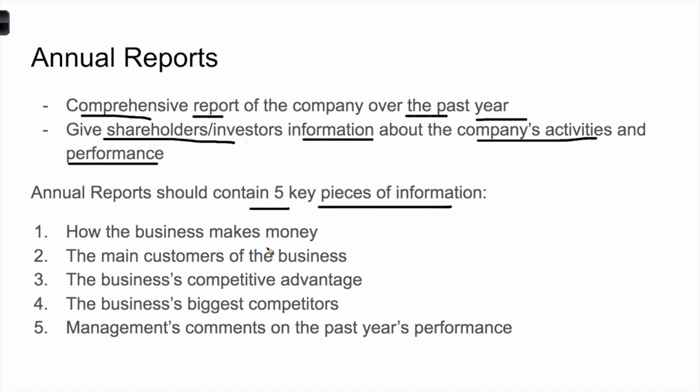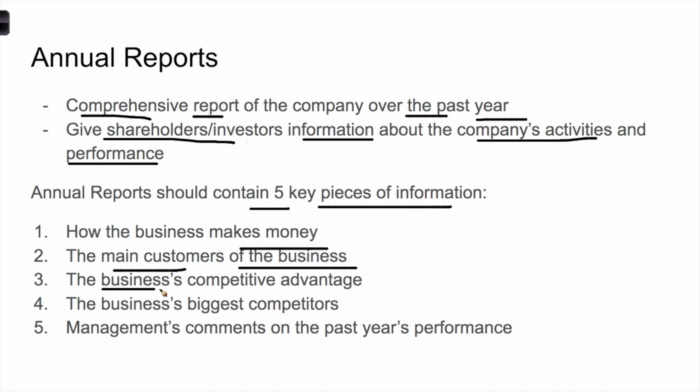First, how the business makes money. This should be the first thing in the annual report, right on the first page. How the business makes money. What is the purpose of this business? Second, I look for the main customers of the business. What kind of people does the business target for its services?